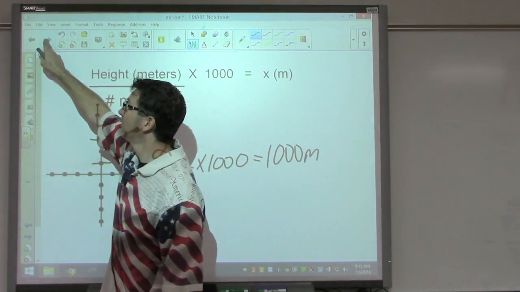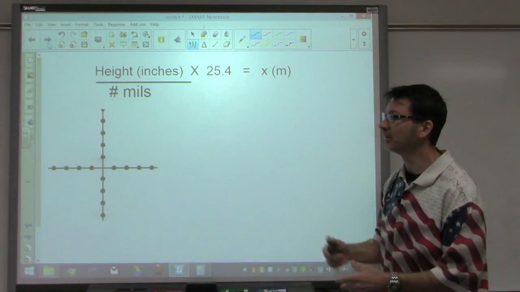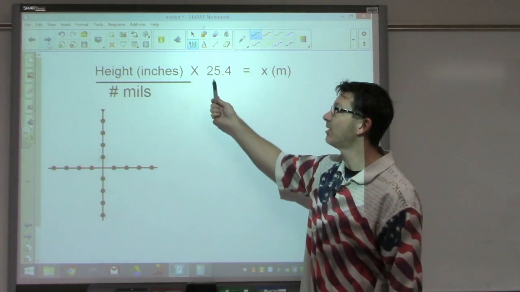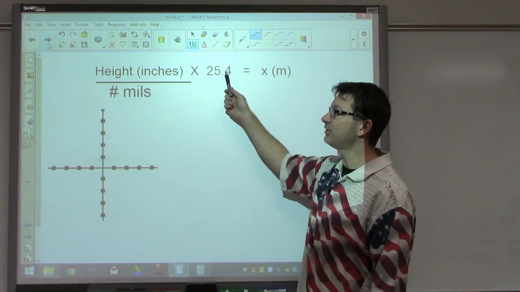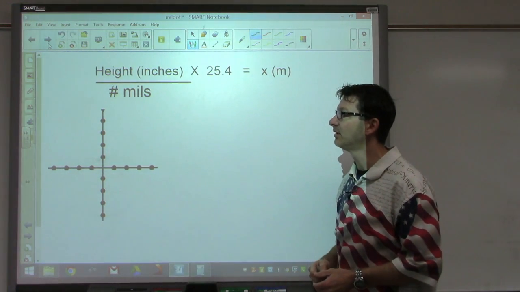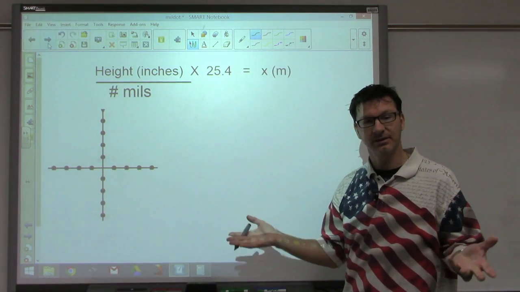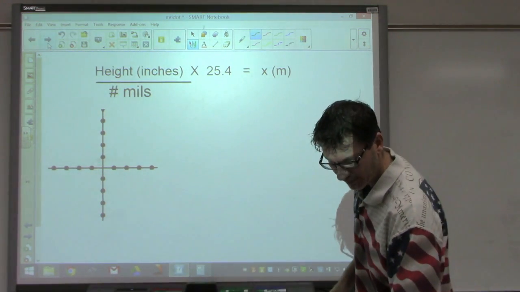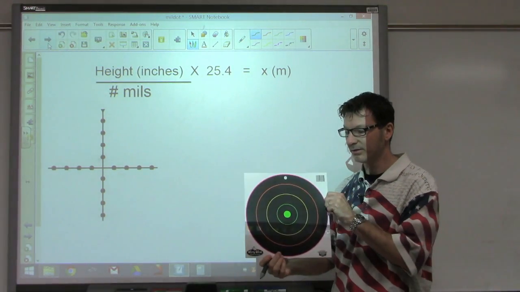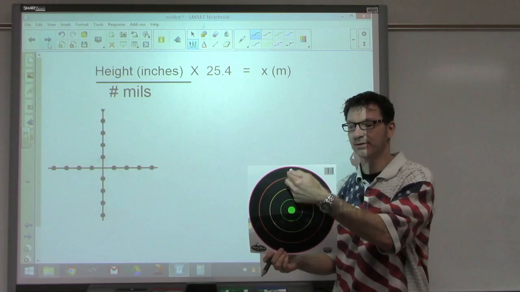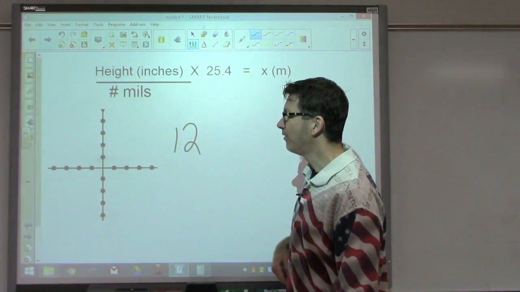Our next one is going to be a little bit different. It's times by something a little different. I do get a lot of questions about why that is times by 25.4. That is just to convert inches into meters. That's all that does. A lot of times we shoot things that are a lot less than 2 meters or even 1 meter tall. So let's say, for example, we're shooting a dirty bird target, a splatter target. This is going to be a 12-inch diameter, so it's going to be 12 inches high. So that's a known variable.